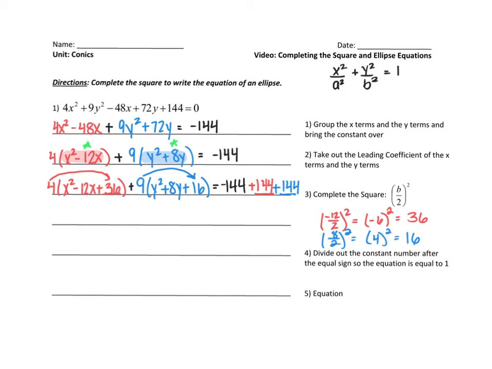So if we add everything up on the right, we have a negative 144 with a positive 144. Those will cancel. And I'm left with that other 144.